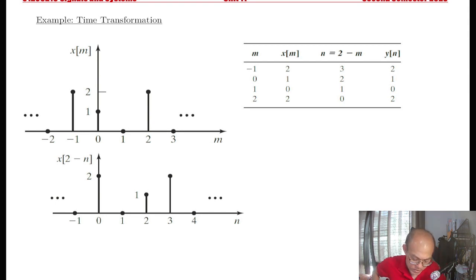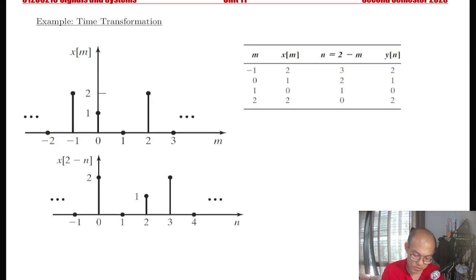Now let's do an example. Now here we are doing time transformation. Let's say that we start with the signal x and we are trying to do x of 2 minus n. Okay, so this is x of n. Now let's erase this one to make it x of n.